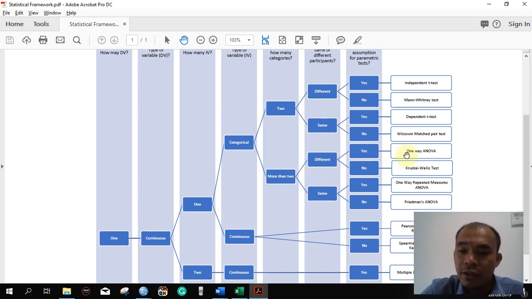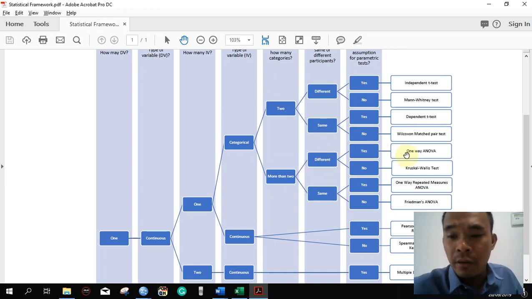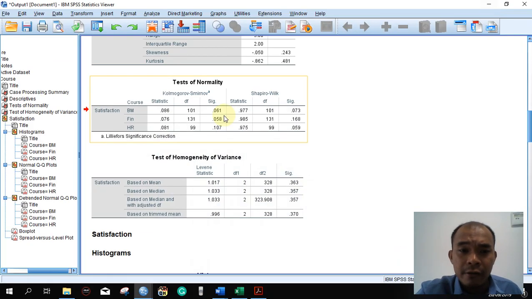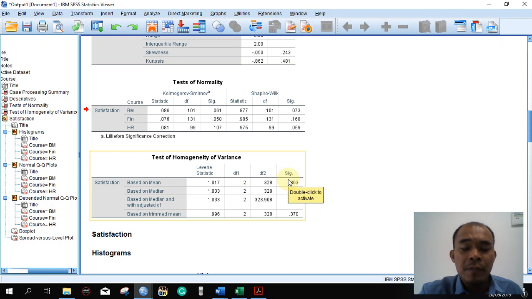So, different, yes, and then we will now use the one-way ANOVA. That is how you decide what statistical tool you are going to use. If any of these, 1, 2, 3, and 4 here, is less than 0.05, hence we cannot use the ANOVA. We will proceed with another test called the Kruskal-Wallis. Okay, but since the assumptions for normality and homogeneity of variance were met, let's proceed.